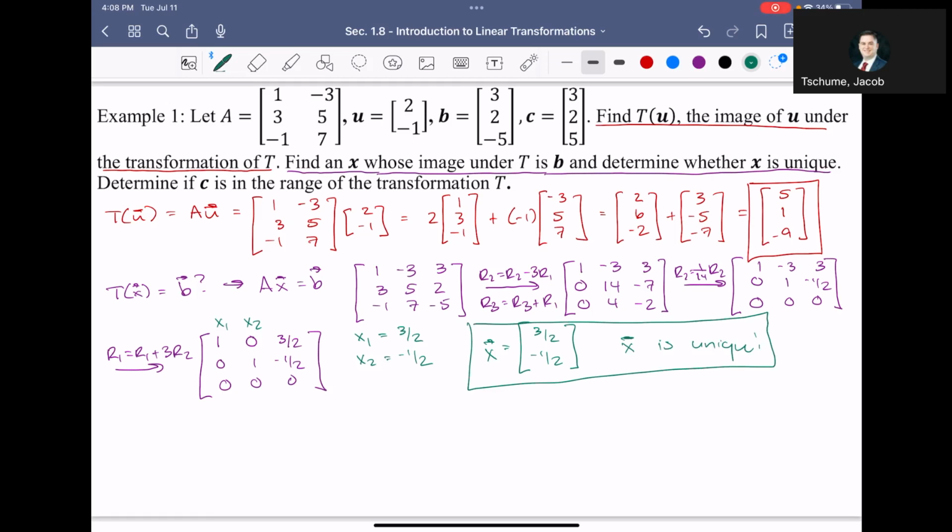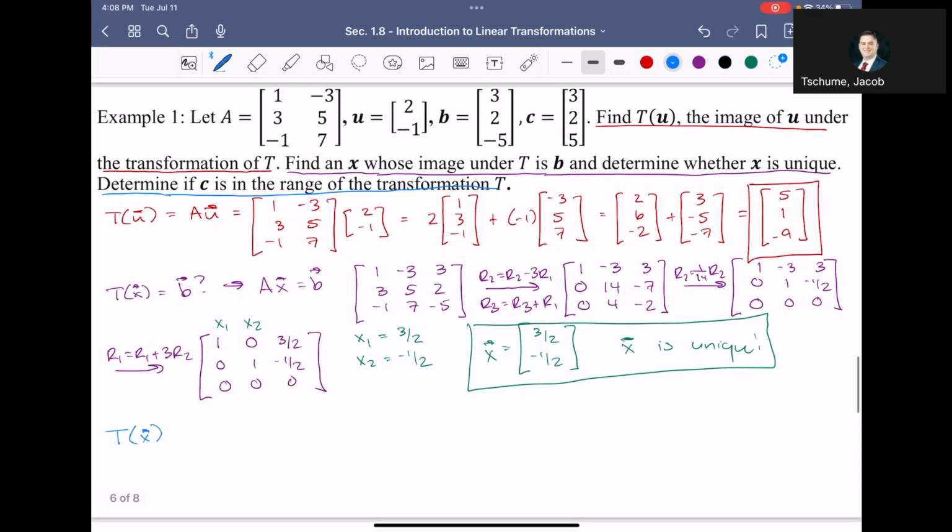All right, and then finally, we'll do this one in blue. Determine if C is in the range of the transformation T. So this one's a little bit easier because it's a yes or no question, so you don't have to go near as far. But to set it up, if C is in the range of a transformation, that means if you apply the transformation of T onto any vector X, will this ever equal C?